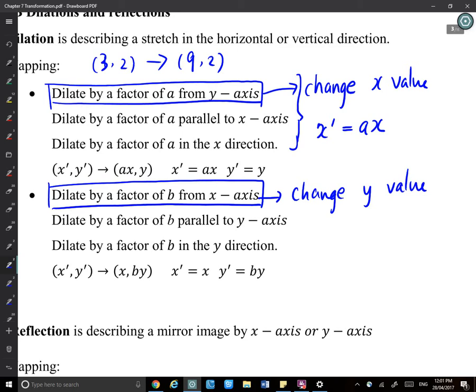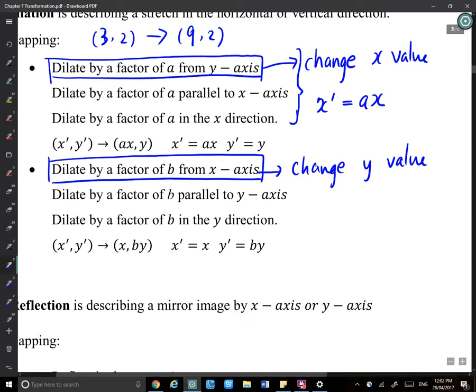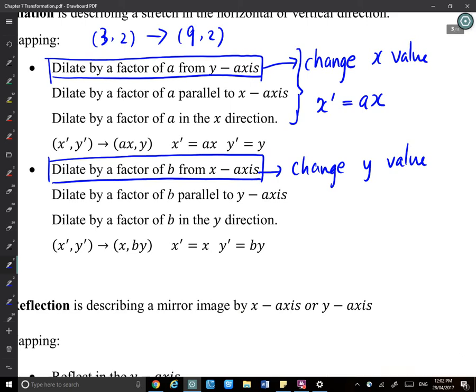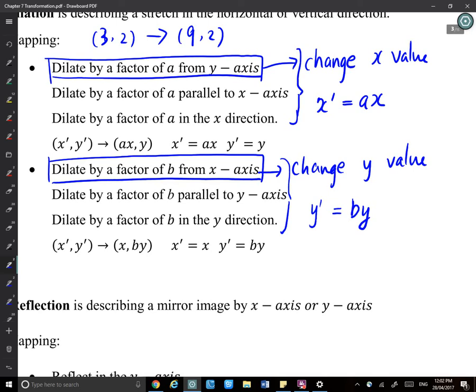Okay, similarly, you have changing y values. Dilate by a factor of b from the x-axis, or dilate by a factor of b parallel to the y-axis, or in the direction of the y-axis. They are all changing y values. So your new y needs to equal b times the original y. If you have a point (1, 2) dilated by a factor of 3 from the x-axis, it will be (1, 6). You times the y value by the dilation factor.